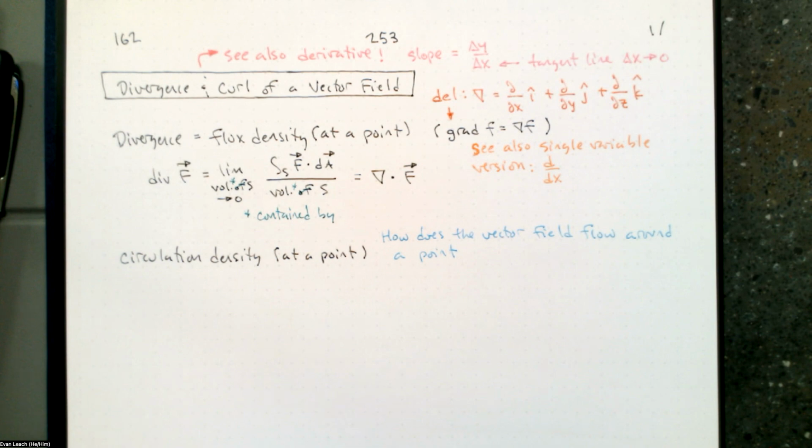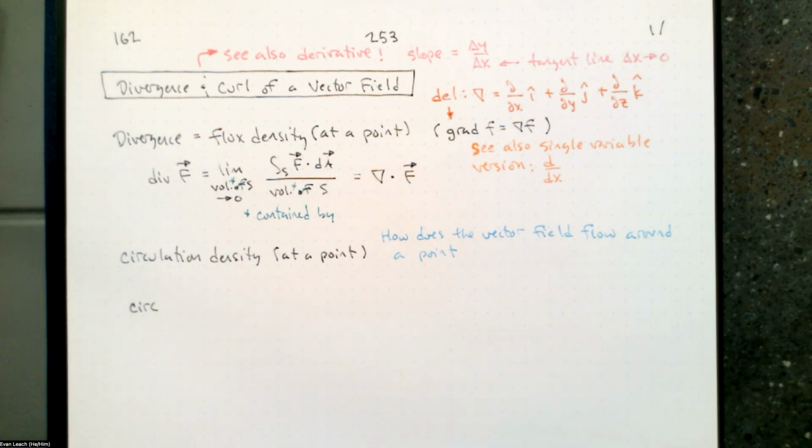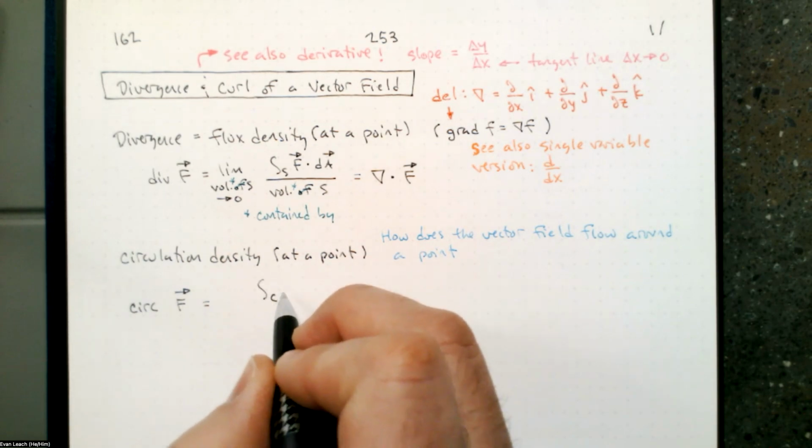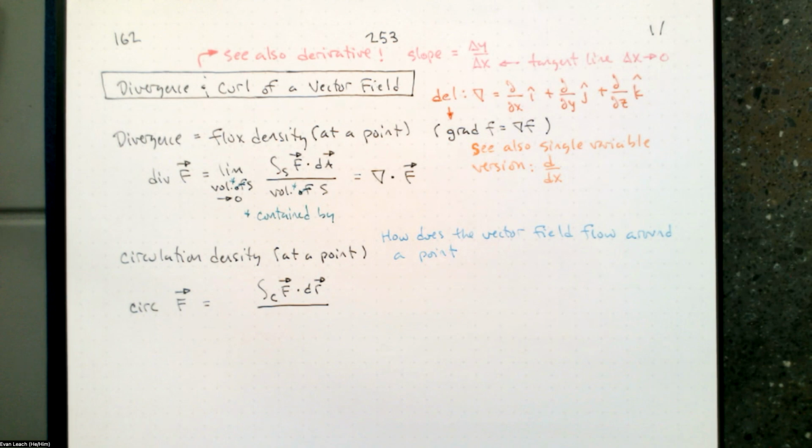We're going to imagine a curve that contains a region, which sounds a lot like Green's theorem. There's a curve surrounding a region. We're looking at the vector field flowing around that curve. And since we're making a density, we're going to divide by how much space it takes up. So we're going to divide by the area contained by C. So we're going to have a circulation of our vector field F. We're going to take the line integral of the vector field around the curve, and we're going to divide by the area inside C.